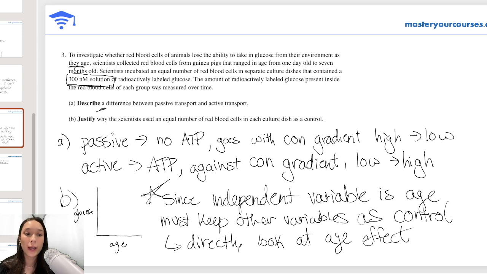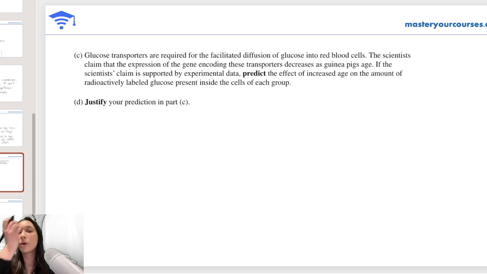Okay, so that's it for A and B. Now for C and D, it says glucose transporters are required for facilitated diffusion of glucose into red blood cells. The scientists claim that the expression of the gene encoding these transporters decreases as guinea pigs age. If the scientists' claim is supported by experimental data, predict the effect of increased age on the amount of radioactively labeled glucose present inside the cells of each group, and then justify your prediction.